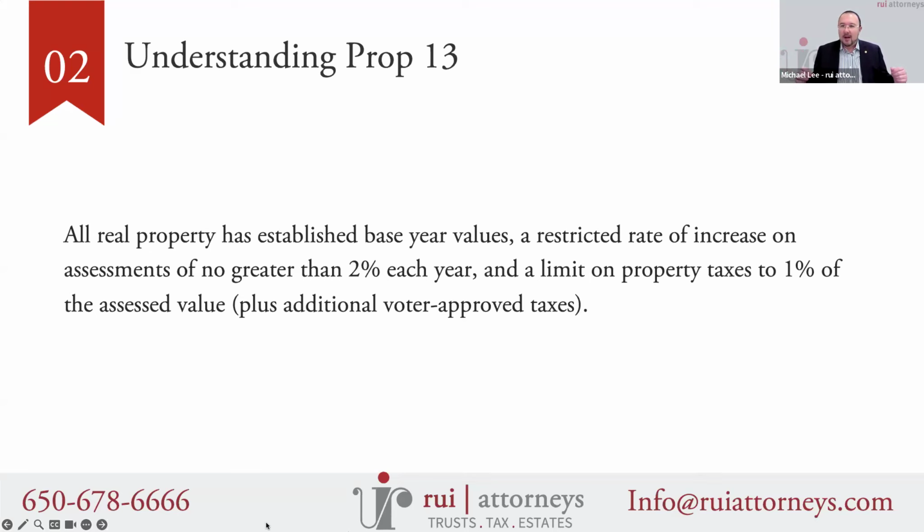So what happened as a result of this is there was a proposition, when we vote every few years, and we have those propositions, there was a big one, Proposition 13. And this is where we created the general rule that we have these established base year values, and you have your established base year value. And once you're the title holder, the rate of increase is restricted on assessments of no greater than 2% each year, and a limit on property taxes of 1% of the assessed value, plus, and this is a key thing, plus voter approved taxes.